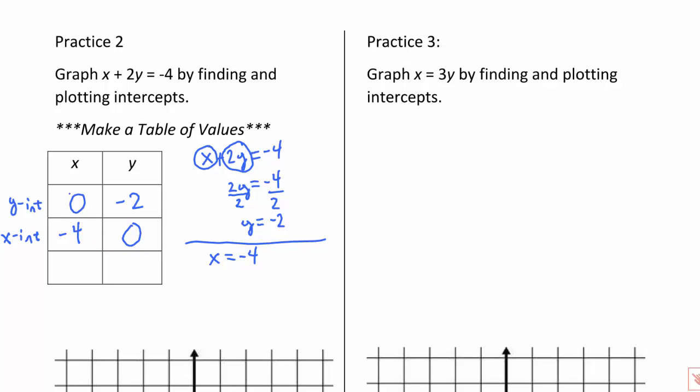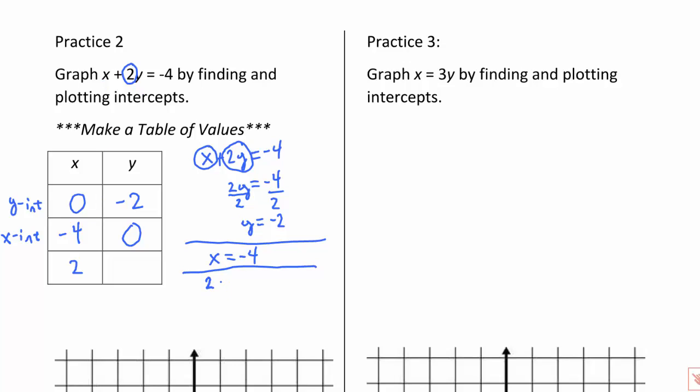Now, in class I told you to see what the difference is between these two, 0 and negative 4. That difference is 4. So I could go to negative 8 if I want to, or 0 plus 4 gives me 4, and I could do a value of 4 here. But what I really want to do is look at the number in front of y. Notice that the number in front of y is an integer, and that's how much I'm going to go up by. So instead of 4, I'm just going to do 2 to show you that you can use this as well. So I'm going to let x be 2.